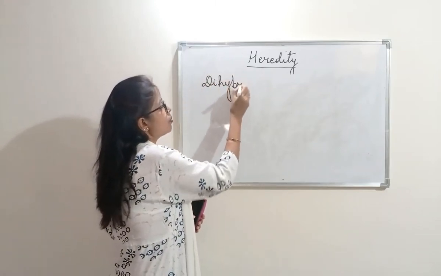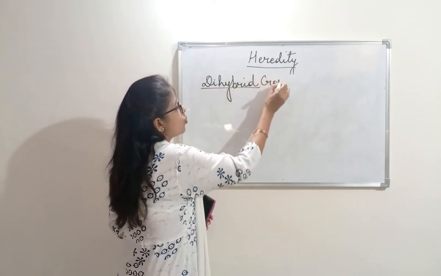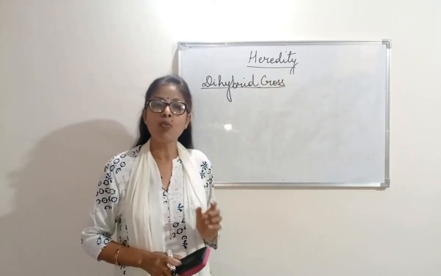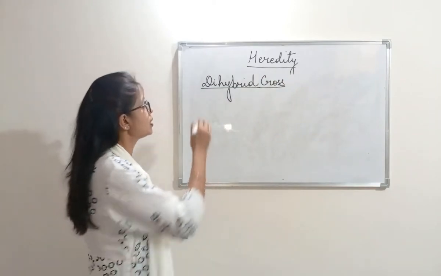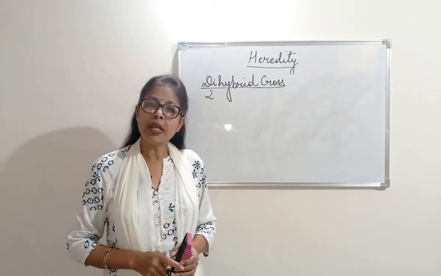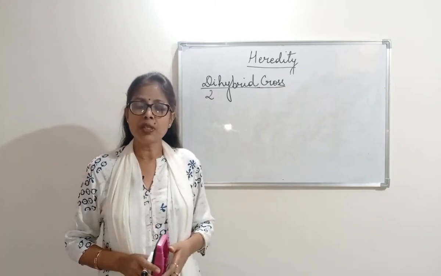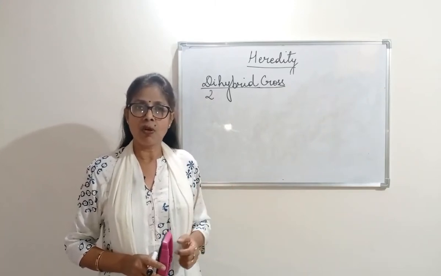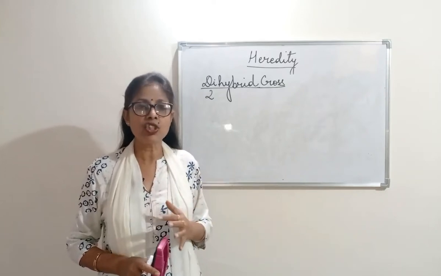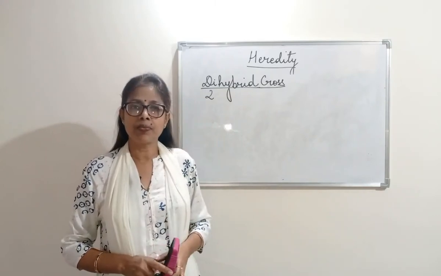If you have seen my previous video, there you have seen about the monohybrid cross, where mono means one. Here, dihybrid, di means two. So when Mendel was experimenting, after he framed the monohybrid cross law, when he studied the phenotype and the genotype, then he took up two characters.